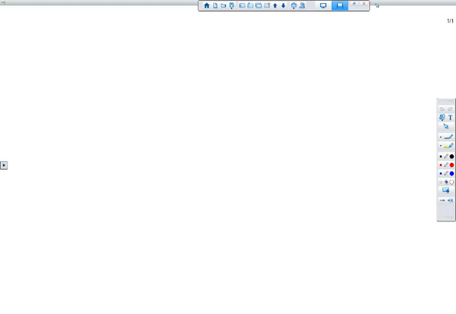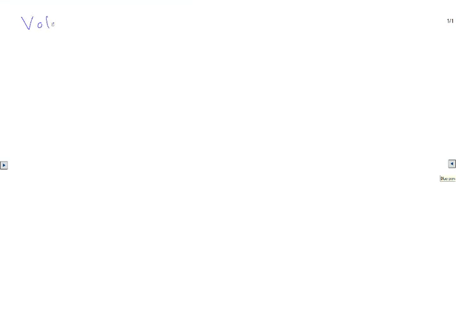In this section, we try to learn how to find volumes of 3D objects. So, volumes of 3D objects. We can talk about two methods: the disk method, and then the washer method. So there are two methods, the disk method and the washer method.